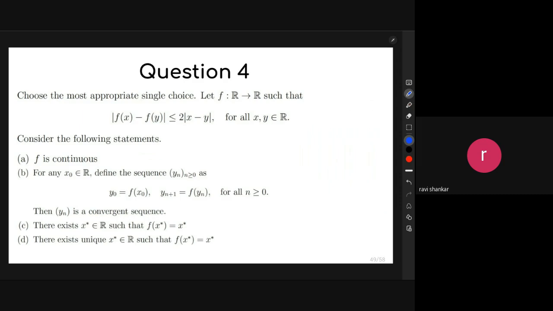Now question number 4. You need to choose the most appropriate single choice. f is a real valued function on a real variable, such that the function satisfies this inequality. First, is it a continuous function? Second, if you define a sequence y_n recursively, is it a convergent sequence? Third, does there exist a point x star in R such that x star is a fixed point of f, and is that x star unique? We will prove these one by one, starting with statement number 1.